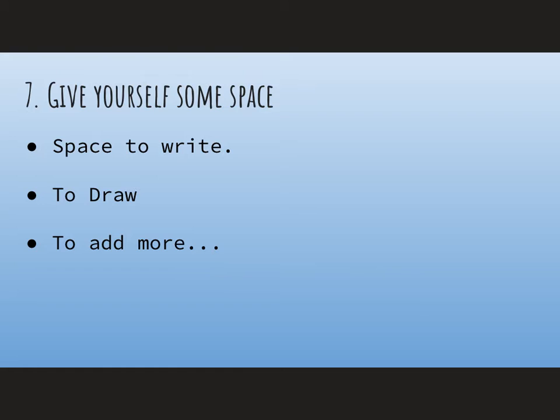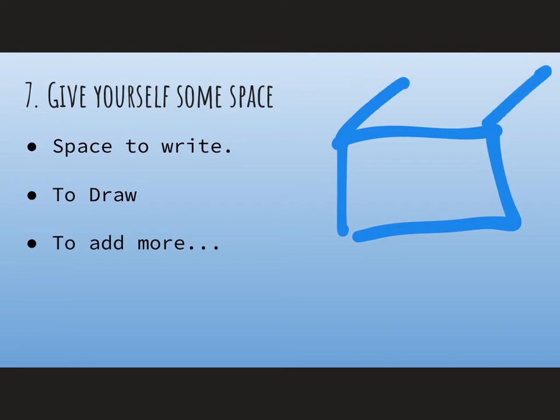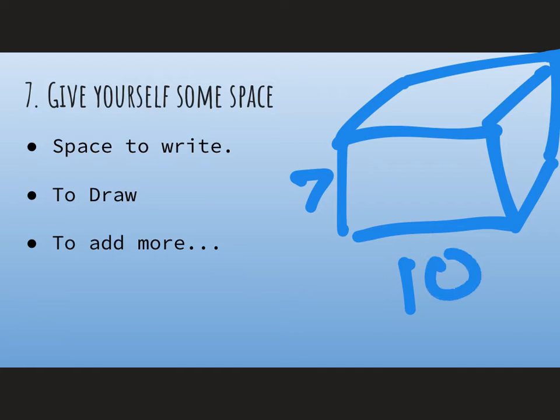Number 7, give yourself some space. If you're doing screencasts, you want the ability to write on the screen. So you can be talking about, well, here we go. We've got the rectangular prism, with a height of 7, a base of about 10, and about 8 deep. Then you can write on that and talk about how we do length times width.